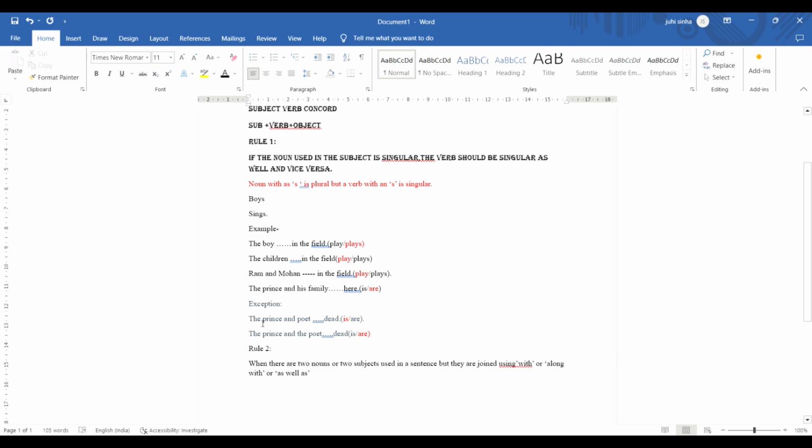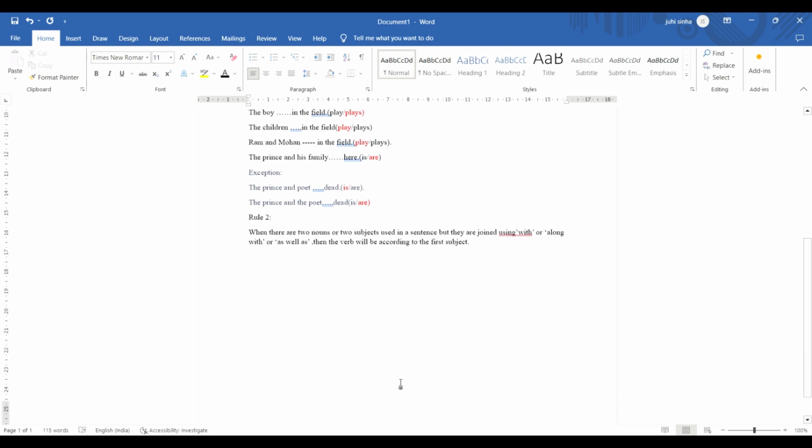Mind you, there are two nouns in the subject which are joined with the help of with or along with or as well as. They are not joined using and. Look at this sentence. They were joined using and. But in this rule, they are not joined using and. They are joined using with or along with or as well as. Then the verb will be according to the first subject.